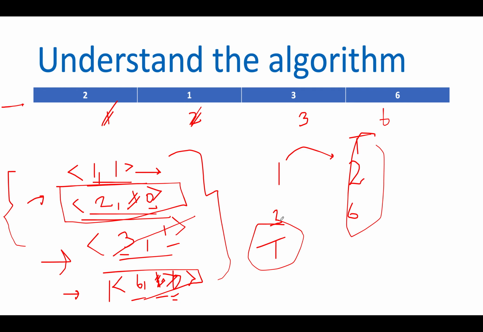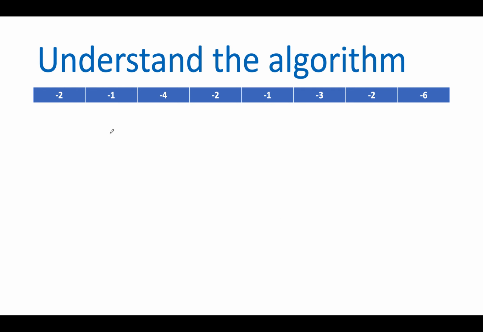Let's talk about how we are going to handle the negative cases. I have taken a slightly longer example so that you get a good hold of the concept. And the input array is something like this: -2, -1, -4, -2, -1, -1, -3, -2, -6.